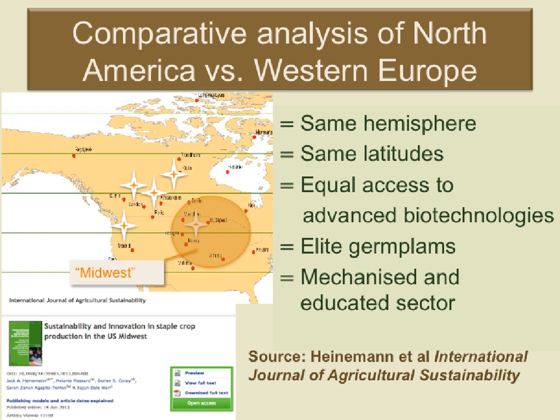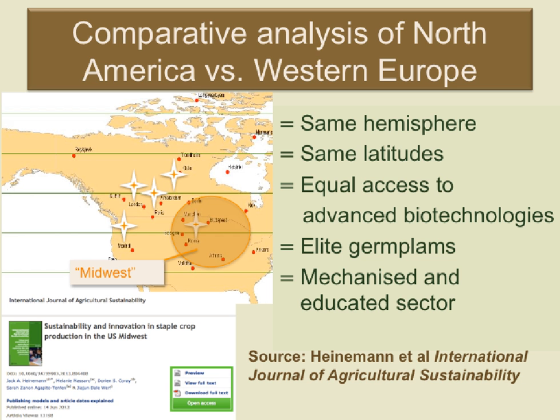And you can also get a sense of where the major staple crop growing regions are for the U.S., such as the U.S. Midwest. They have equal access to biotechnologies, and when I say the word biotechnology, I mean it in its broadest sense. I do not mean GM. I mean everything people do to manage their soil, manage their ecosystem, as well as to breed crops. They have equal access to elite germplasm, and they're a mechanized and roughly equally educated farming sector.